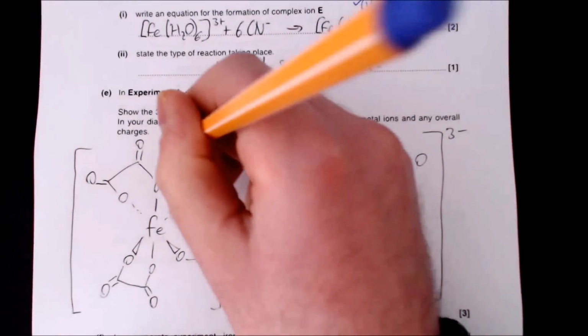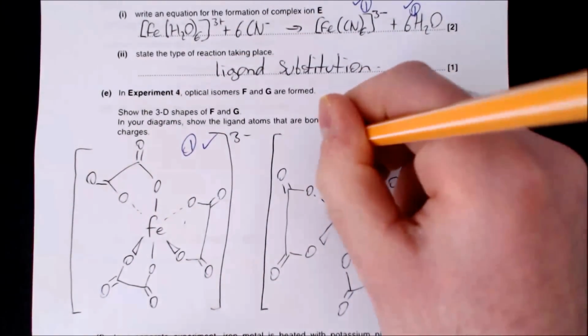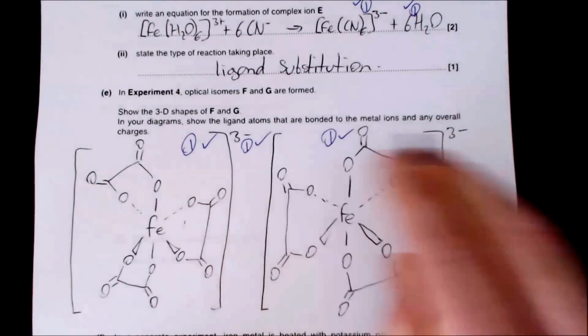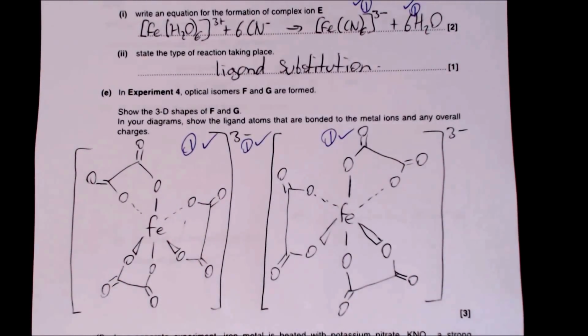So this is good. You actually get 1 mark for drawing that structure, 1 mark for drawing its mirror image, and 1 mark for the charges as well. You have to have both charges in place to make sure you get them marks. So that's where you get your 3 marks from.